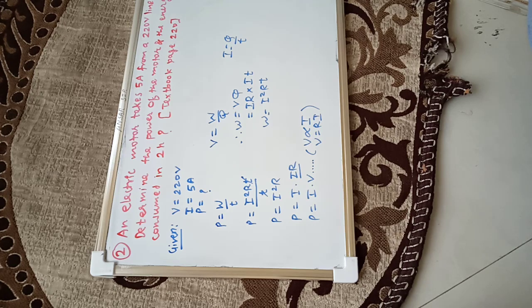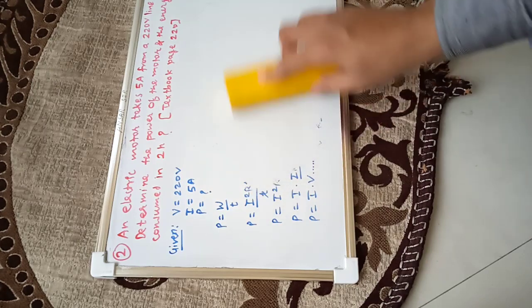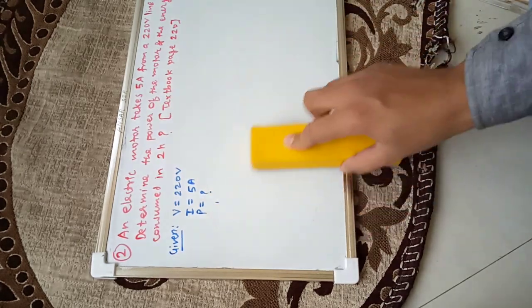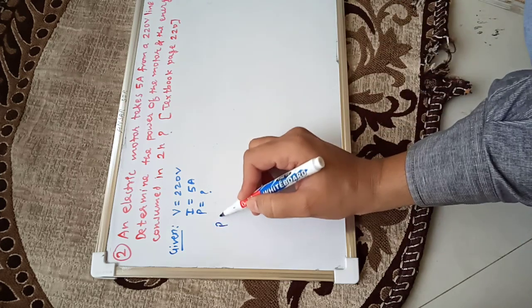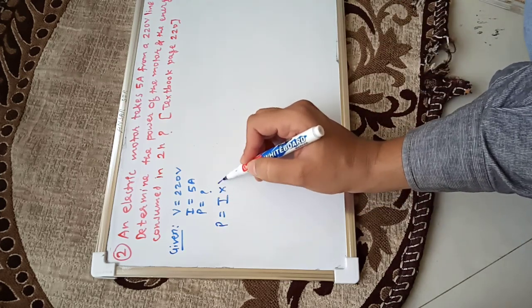What is the formula for power? Current into voltage. So we don't have to derive it. I did it only for your convenience, so that you remember it. So what is our formula for power? Power is equal to current multiplied by voltage.